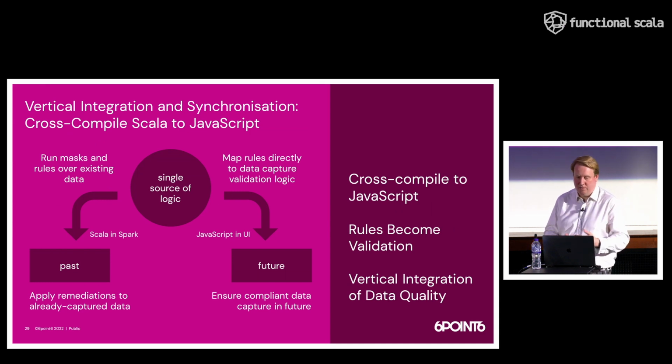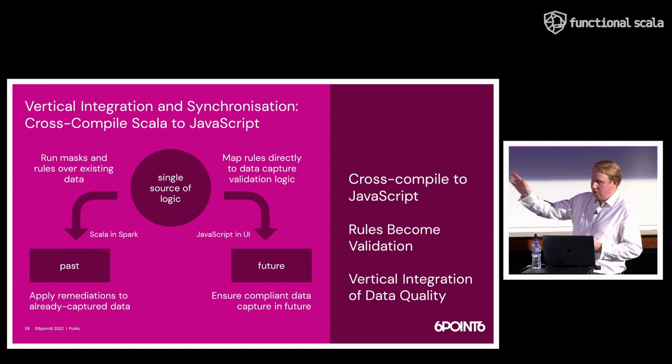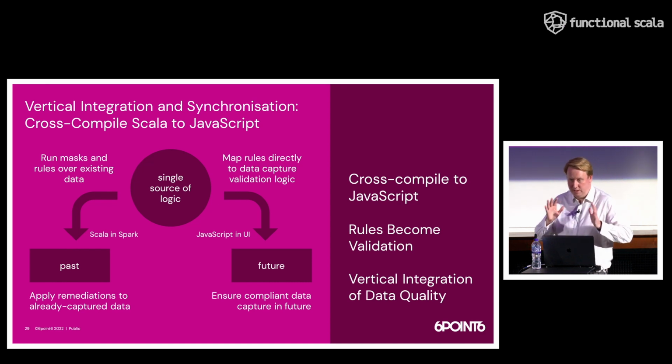And there's a neat trick here as well, right? Which is that in data quality and assurance, there's two things. There's all the data we've made in the past, and there's all the data we're going to make in the future. So it's one thing to look at the past and fix it, but you also want to make sure that those rules that you're creating are enforced in the future as well.